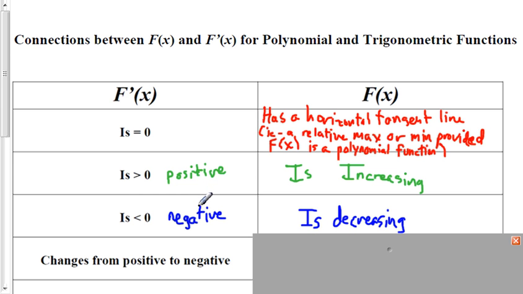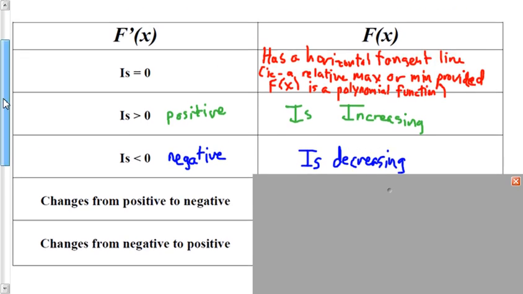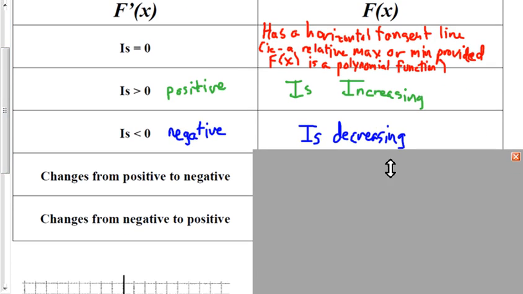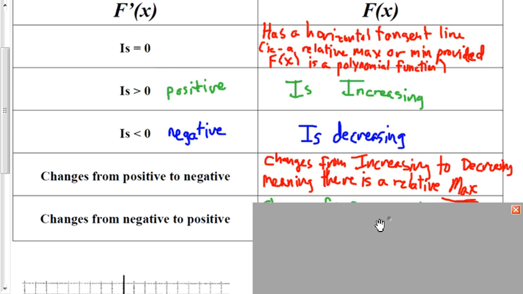If the derivative was negative, that means the original function was decreasing. So if my graph is going down, that means all the slopes are negative, which is what the value of the derivative is. All right, what happens next when my derivative changes from positive to negative? Well, that means it's going to go from increasing to decreasing. And if I was increasing and then I start decreasing, then I'm going to have a relative maximum.